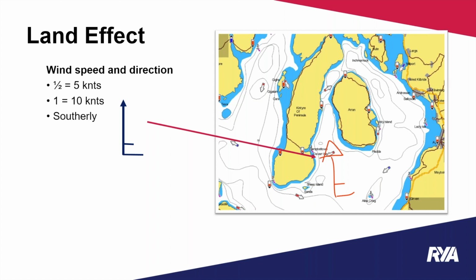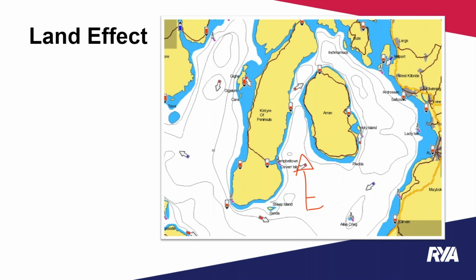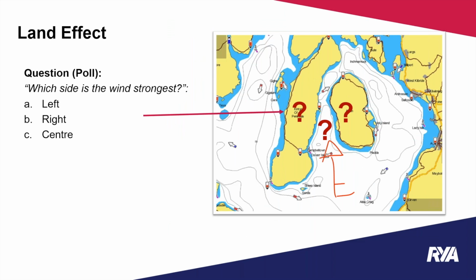We have 15 knots blowing into the Kilbrannan Sound between 2 bodies of land, and we want to choose where to position our boat. So we are travelling north with the wind behind us, so if you like, a nice run, and we want to get the maximum wind so we can go up the Kilbrannan Sound as quickly as we possibly can. So the question is, where do you position yourself? Is it to the left, is it in the centre, or is it to the right? Where do you think you're going to find the strongest wind?